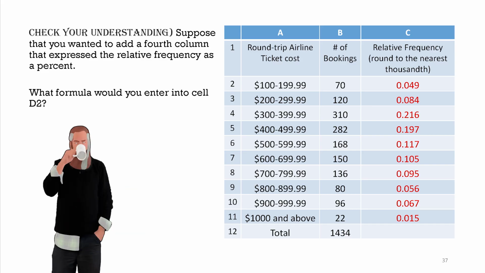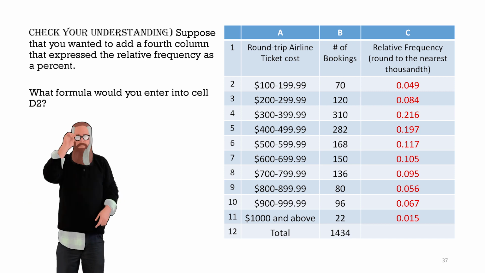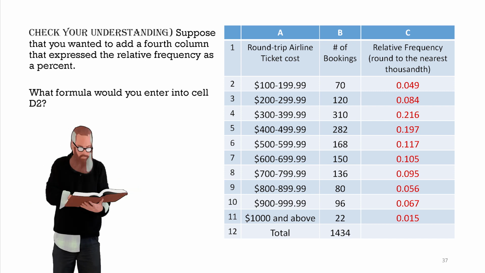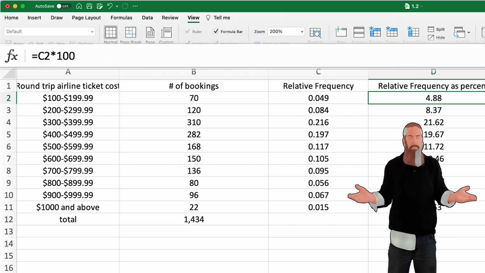Now let's extend your understanding and suppose that you wanted to add a fourth column that expresses the relative frequency as a percent. What formula would you enter into cell D2? We would put in equal C2 asterisk 100 and hit enter.